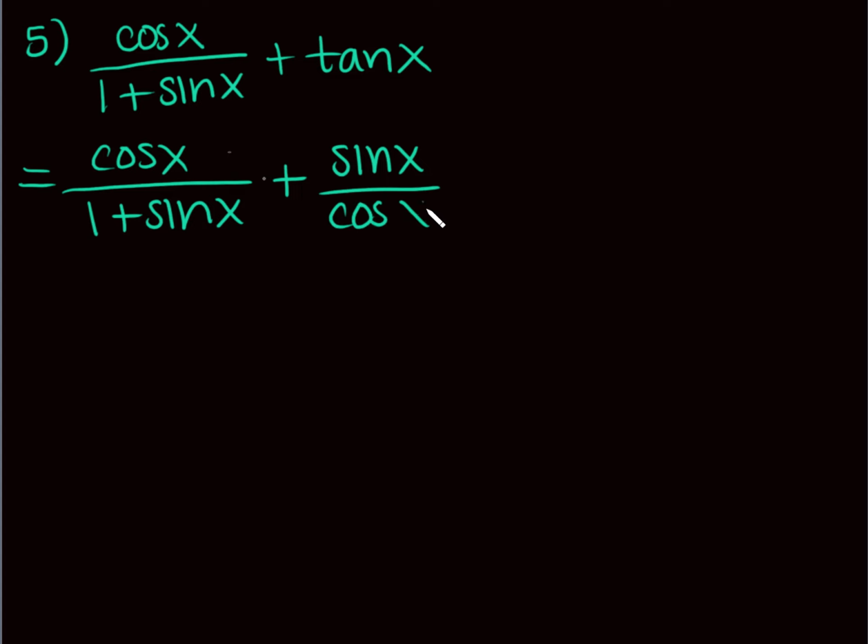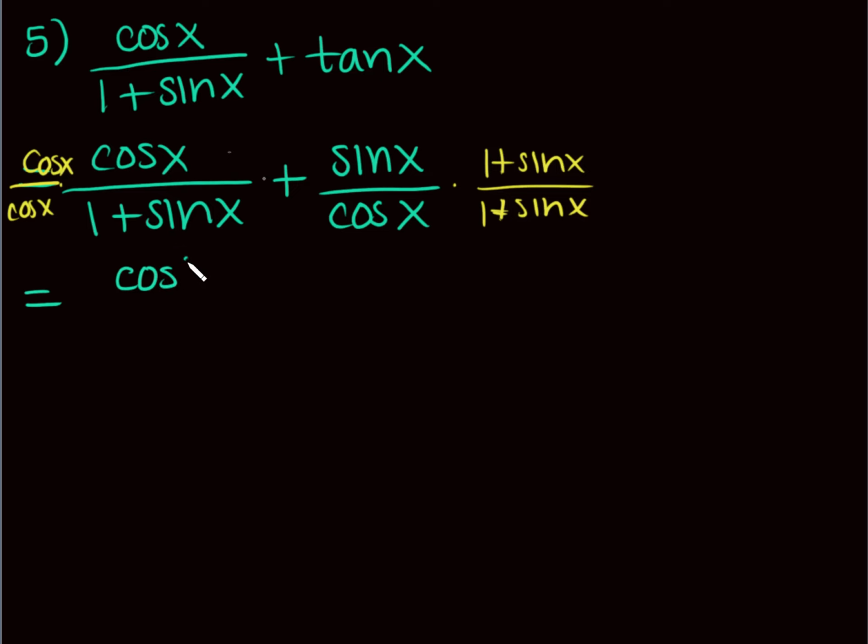Because I have 2 fractions, I might as well try and put them together and see if something cool happens in the top. So I'm going to get a common denominator. My common denominator is just those 2 denominators multiplied together because they don't have any factors in common. This fraction right here is going to get a 1 plus sine over 1 plus sine. This fraction over here is going to get a cosine x over cosine x. My notation has much to be desired here, but all right.